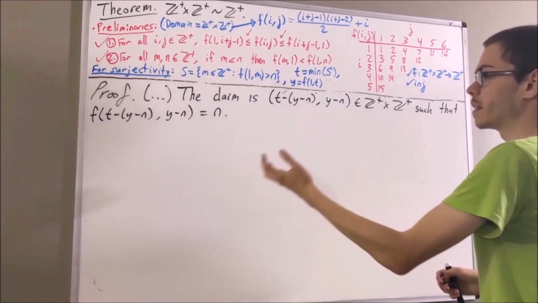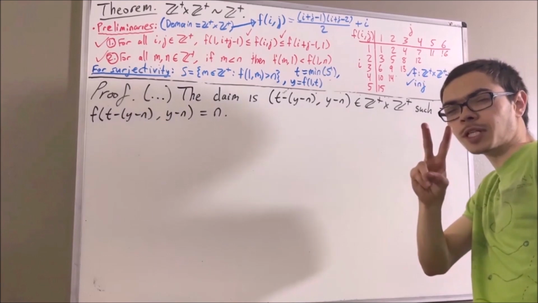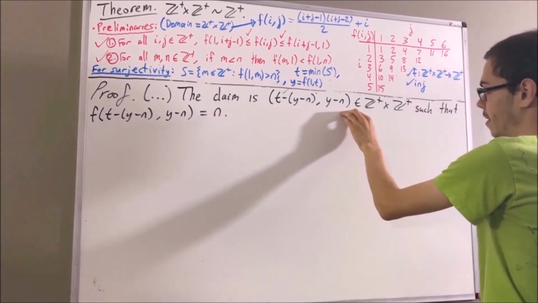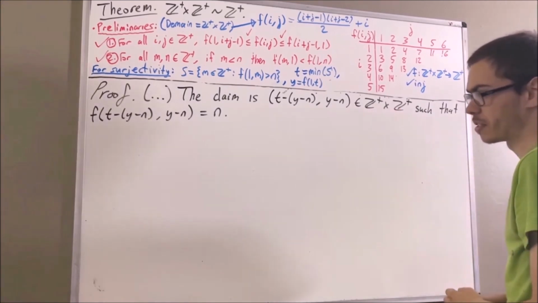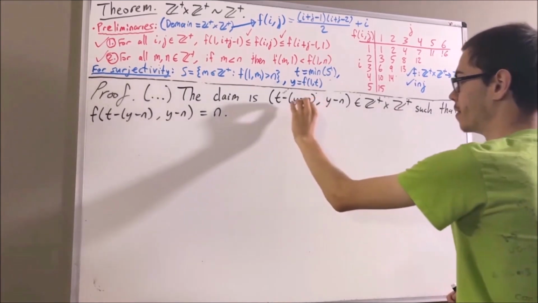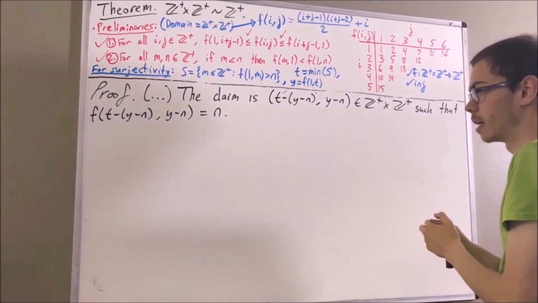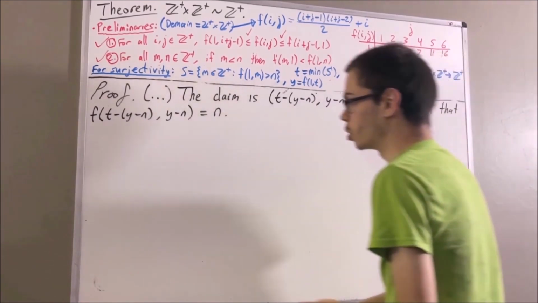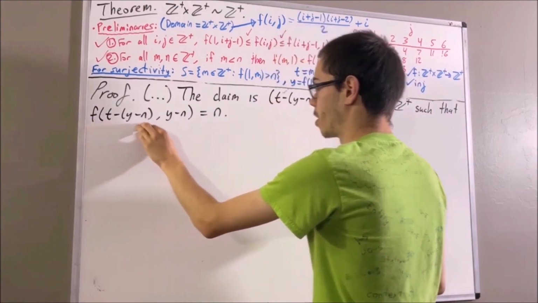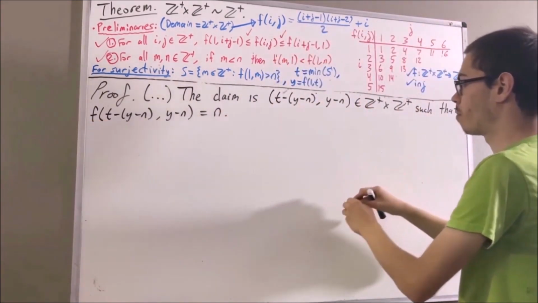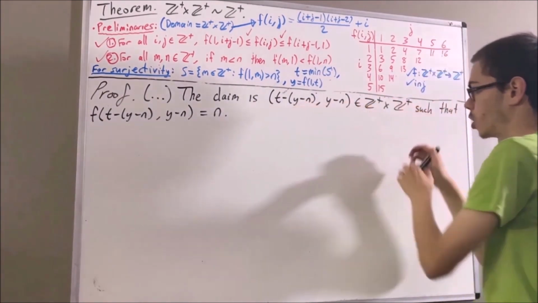And to show that this is actually the case, there are two things we need to show. First of all, we need to actually show that this is an ordered pair of positive integers, right? Because how do we know that these two quantities are actually positive integers? We have to show that. And then after that, we will show that the functional value it yields to the function f is equal to n. Let's start out by showing that these two are positive integers.